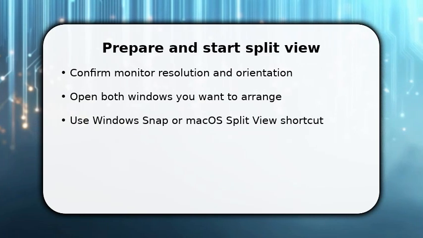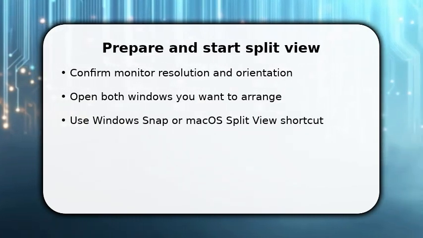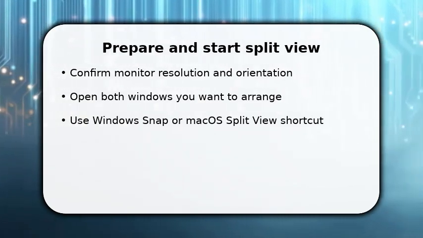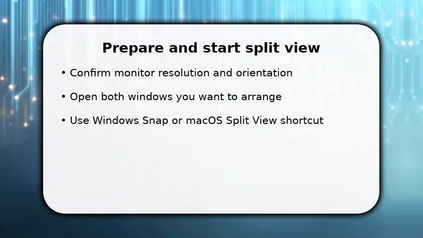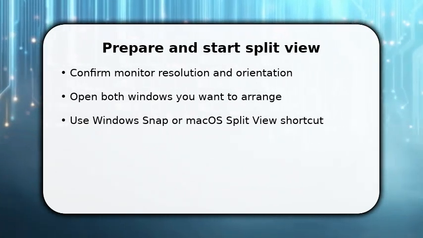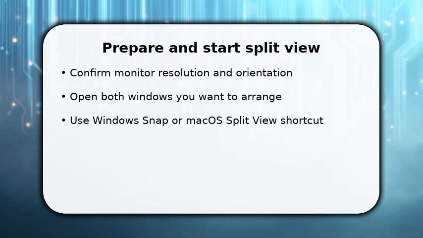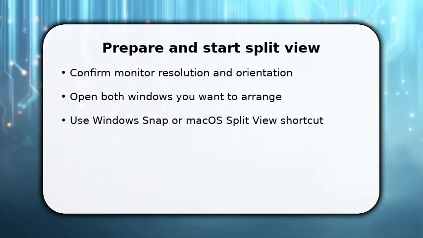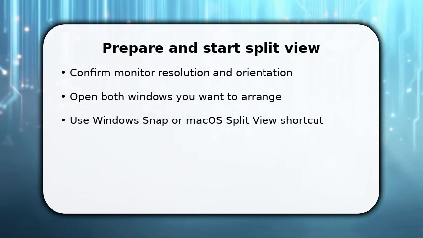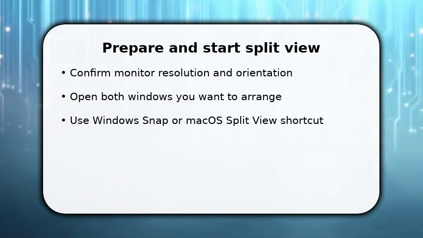You begin by getting the two windows ready and choosing which side each will occupy. On Windows, click a window and press the Windows key plus left or right arrow. On Mac OS, hold the green button and choose Tile Window to left or right. Do this because snapping preserves window size and focus, making multitasking faster.